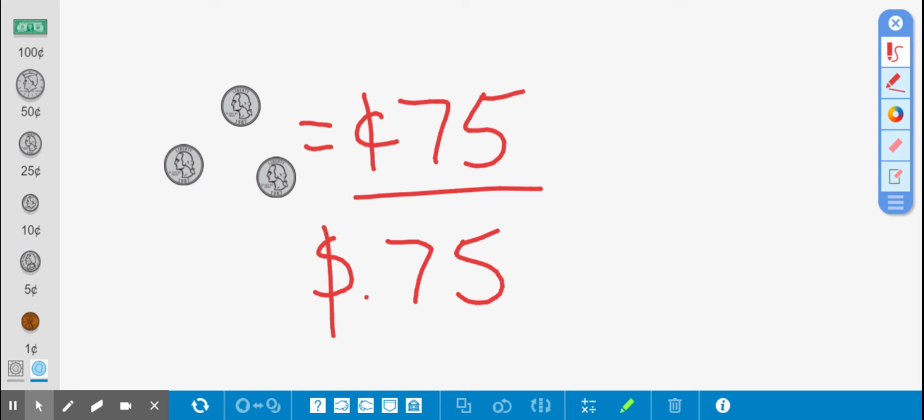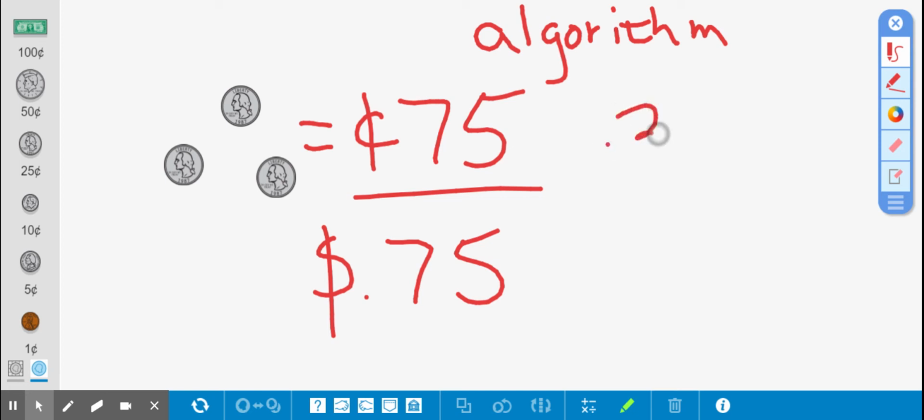Okay. Now, if we were to do this, like I said, algorithmically, and I'm going to write that word because you hear it so much, algorithm, like this, we would stack these numbers on top of each other. So we would say 25 cents, and the rule for this is always line up your place values and always line up your decimal points. Decimal point 2, 5, decimal point 2, 5.